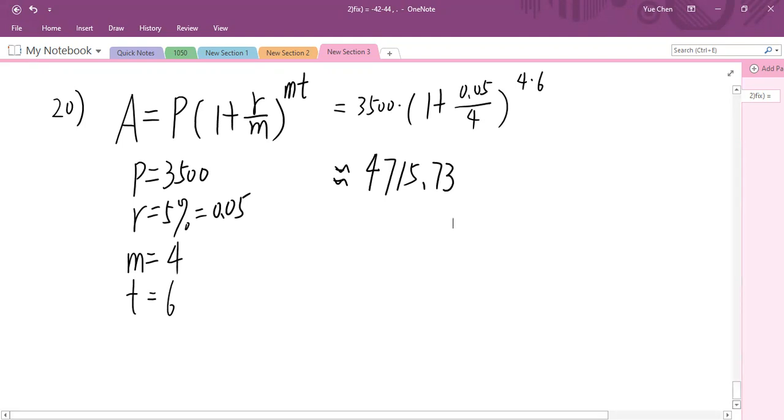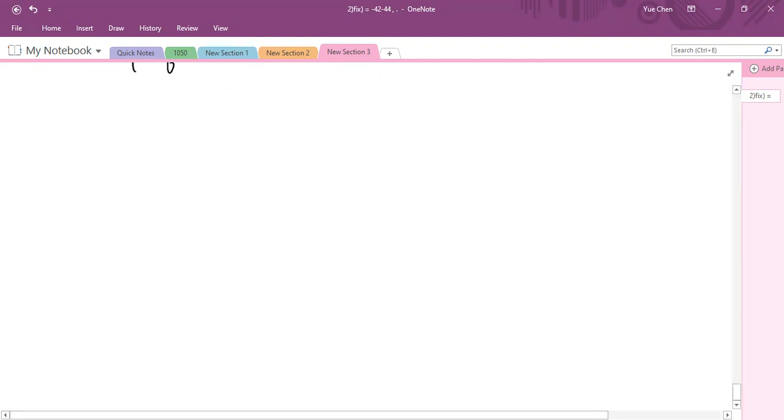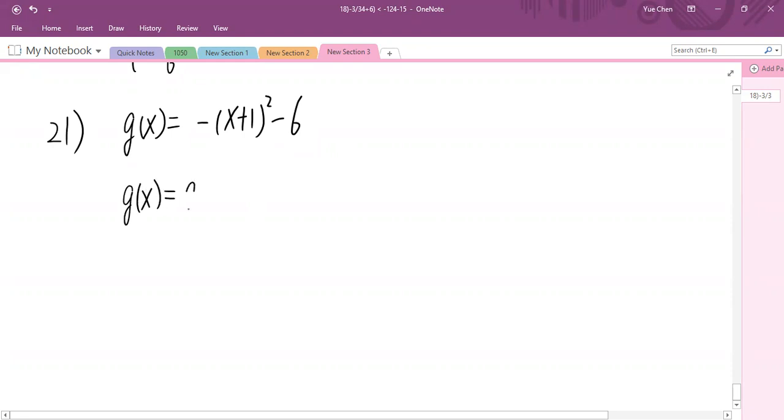This is 21. Find the domain and graph for the function g(x) equals negative (x plus 1) squared minus 6. So this is a quadratic function, right? Which is given by the vertex form. We know that the vertex form should be a times (x minus h) squared plus k.